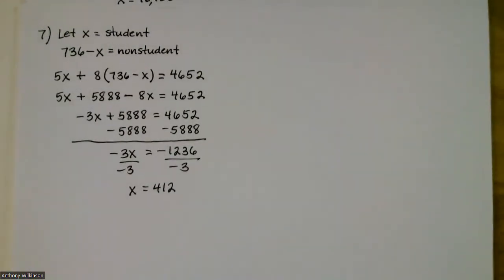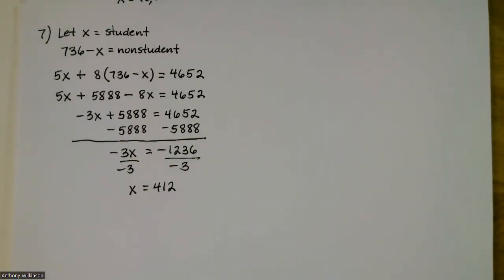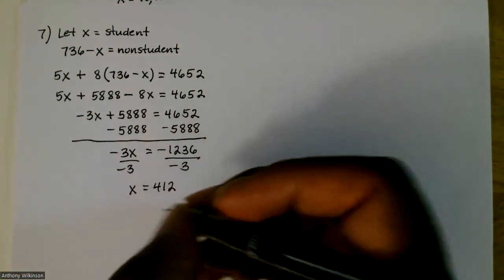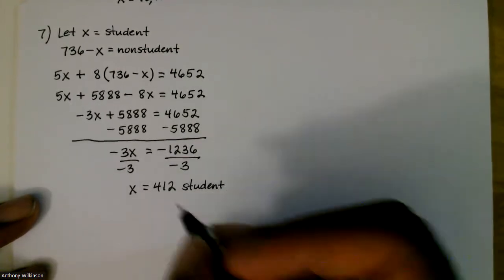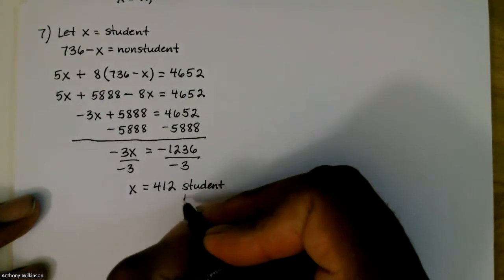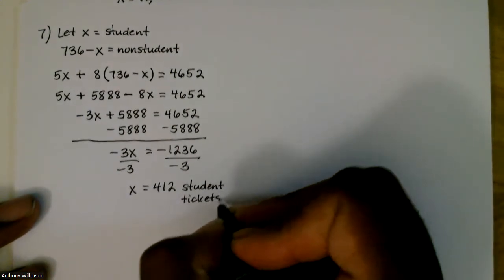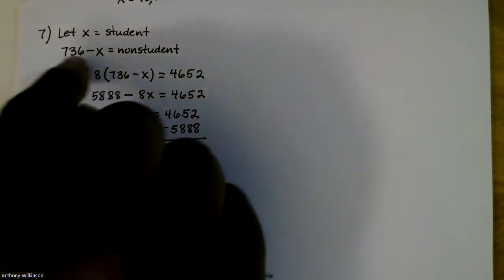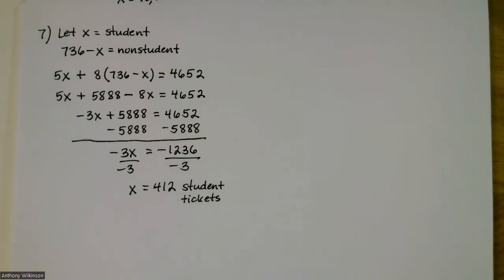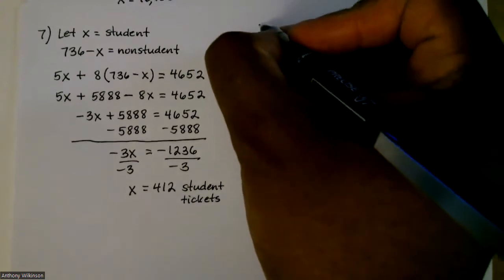Now, what was X? We let X be the number of student tickets here. And that is exactly what we have here. So X is 412. That means there were 412 student tickets sold. Now, if they ask for the number of non-student tickets that were sold, then you'll take that 412 and subtract that from the 736. And that would give you the number of non-student tickets that were sold. Okay? So do pay close attention to what they ask for in a problem such as this. Okay, that's problem number 7.